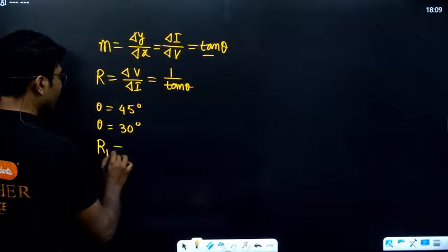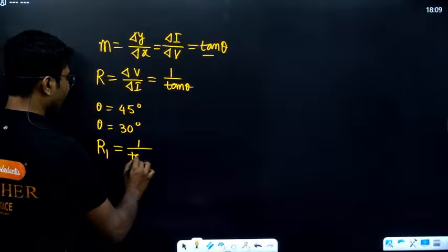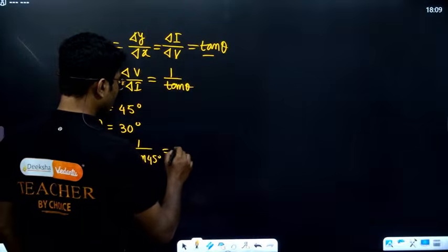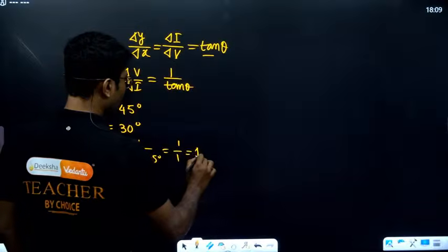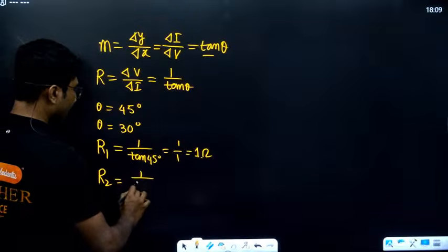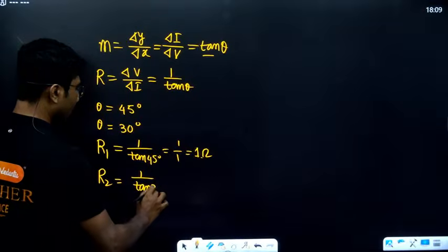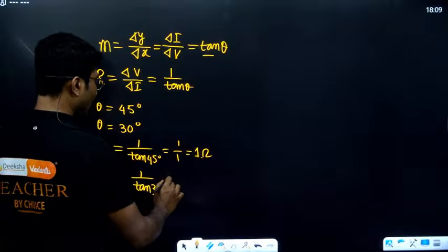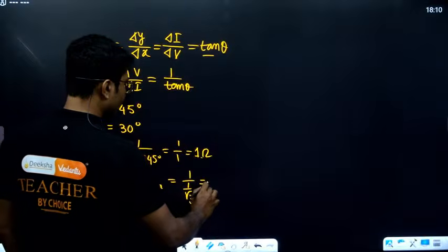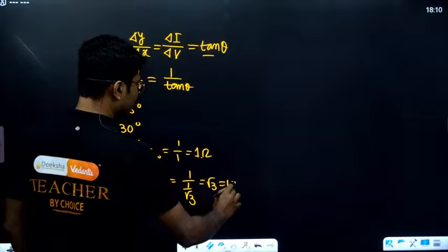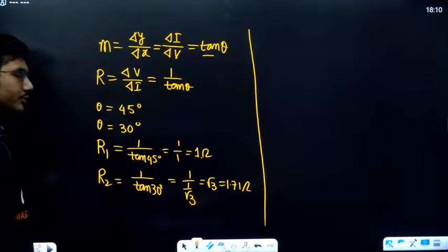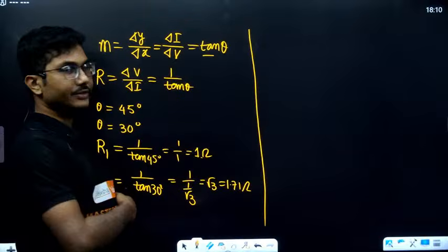So what are the corresponding resistances? R1 equals 1 by tan 45, which is 1 by 1, that is 1 ohm, and R2 equals 1 by tan 30. Now tan 30 is 1 by root 3, so 1 by tan 30 will be root 3, that is 1.71 ohm. So these are the two values of the resistances.